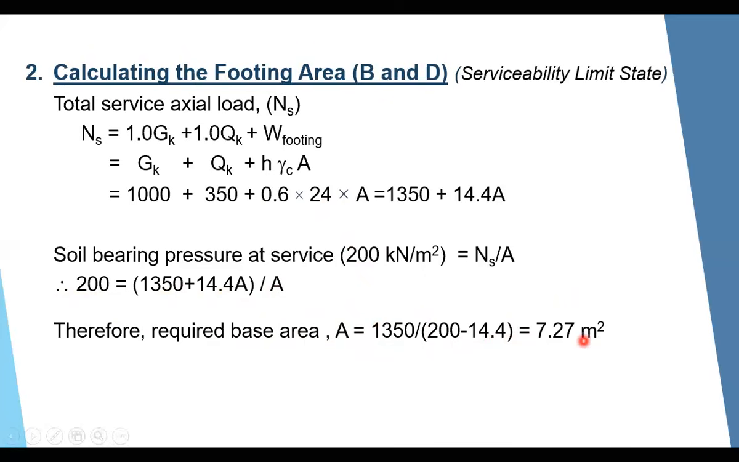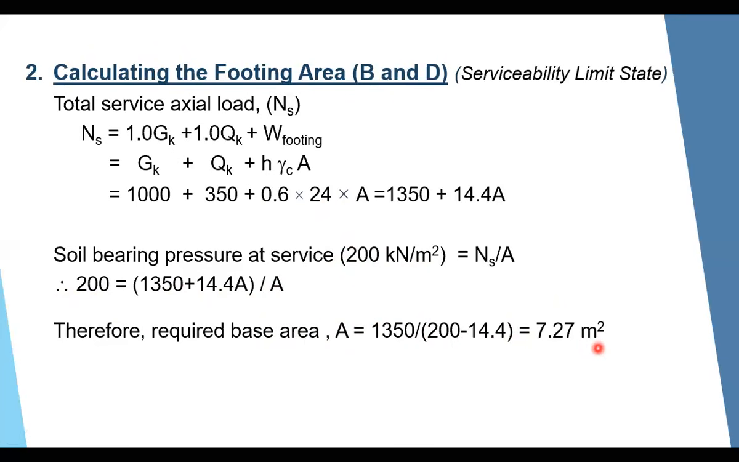So this is the minimum area of the footing that if you use, you will be sure that the pressure under the soil will not exceed 200. It will be exactly 200. So this is the required area. We have to use a provided area greater than this value, or at least equal to that value. Okay, what will be the area?